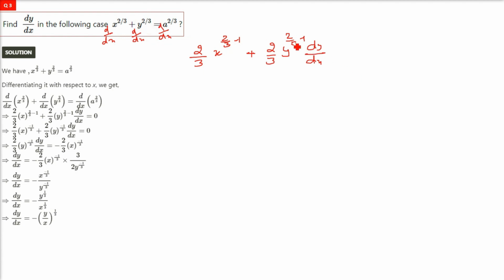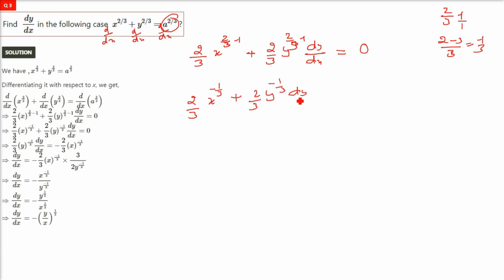Okay, is equal to, now a is a constant, so differentiation will be 0. 2 by 3 minus 1 is what? 2 minus 3 by 3, minus 1 by 3 it is. So it is 2 by 3 x raised minus 1 by 3 plus 2 by 3 y raised minus 1 by 3 dy by dx equals 0.